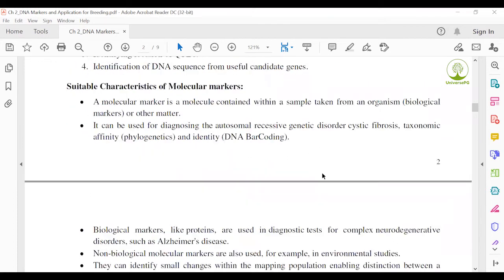Suitable characteristics of molecular marker. A molecular marker is a molecule contained within a sample taken from the organism or other matter. It can be used for diagnosis of autosomal recessive genetic disorders such as cystic fibrosis, taxonomic affinity, and identity.